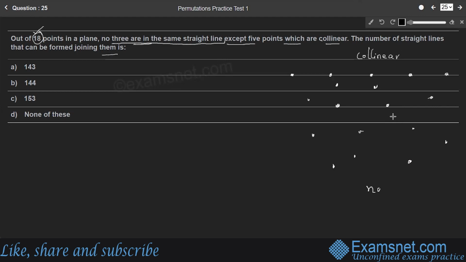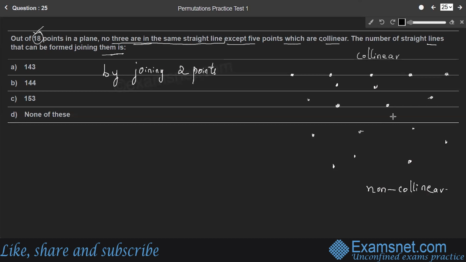These are non-collinear points, right? Here the question is, the number of straight lines that can be formed joining them. So the number of straight lines can be drawn joining 2 points here. It is nothing but the number of straight lines formed by joining 2 points.